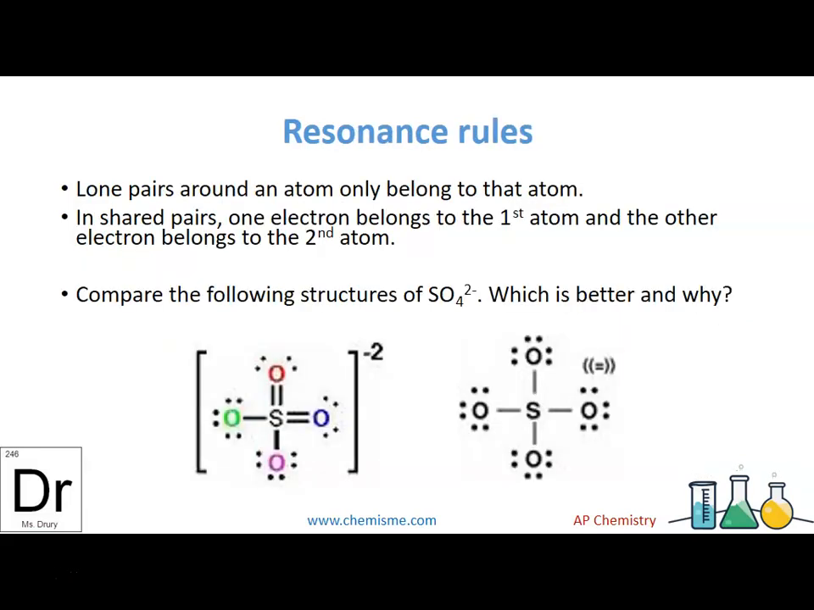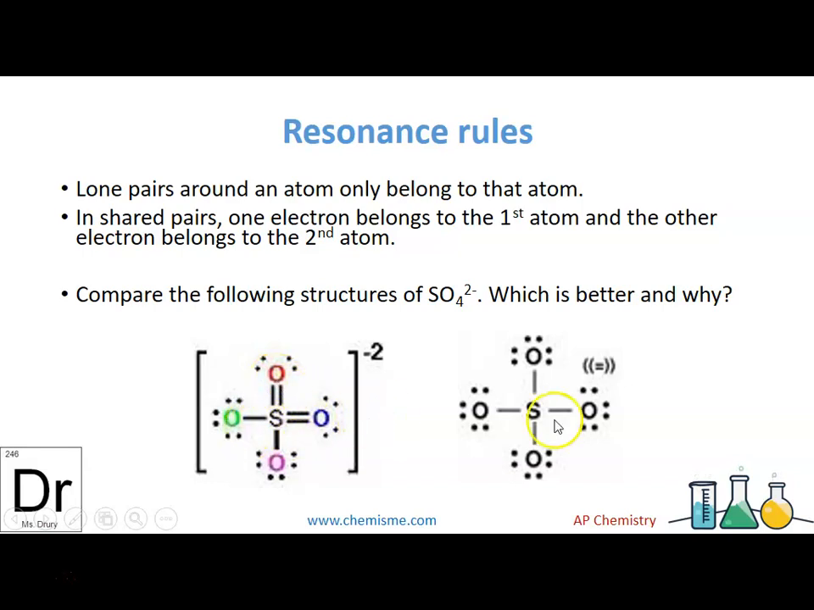Let's show some examples. So the rules are, lone pairs count as one electron belonging to that atom each, so each dot counts once: 1, 2, 3, 4. And in shared pairs, one electron belongs to the first element, and the other electron belongs to the second element. So in a single bond, for example, this left single bond between S and O, one of those electrons is oxygen's, and one of the electrons is sulfur's. So it counts 1 for the atom. In a double bond, that means one of the electrons in the first bond is sulfur's, and the second bond is sulfur's, so sulfur has 2 here, but oxygen also has the other 2.